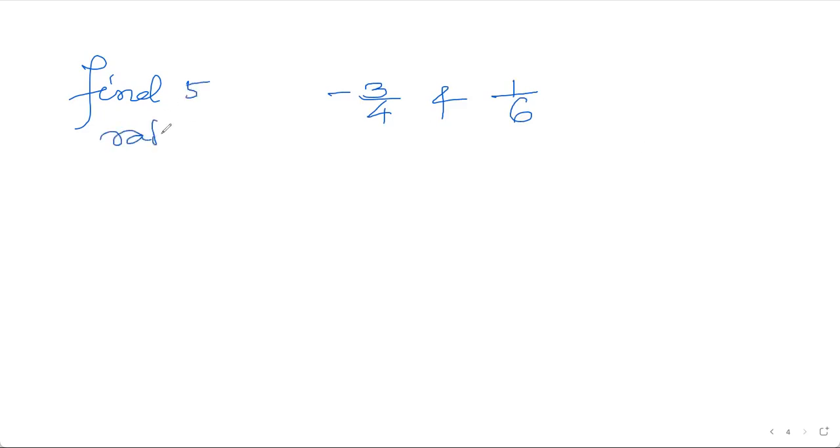For example, someone says find, I'm taking the examples myself, not from the book. I'm doing it just by myself. This is minus 3 by 4 and 1 by 6. And they ask you to find 5 rational numbers. This time I have taken one negative and one positive rational number. 5 rational numbers between these two.